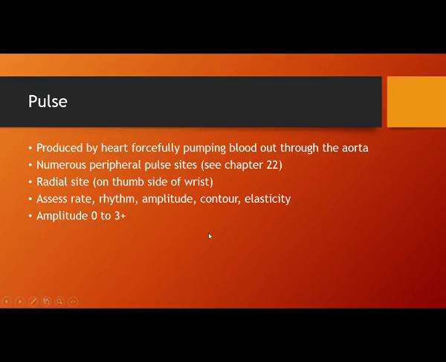Contour refers to the pattern of that wave, so you should have an initial spike, where it rapidly gets to its maximum, and then the decrease of the pulse wave is a little slower than that first initial spike. And you also want to assess the elasticity of the artery. Does the artery feel pliable, like you can easily move it, or is it rigid and firm?